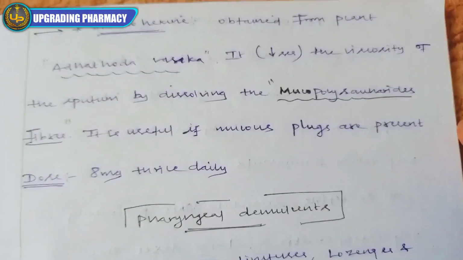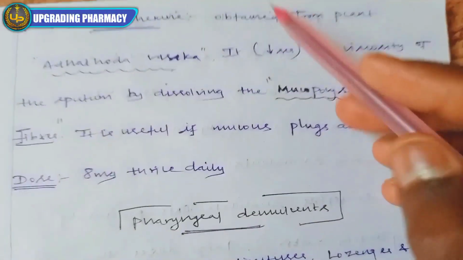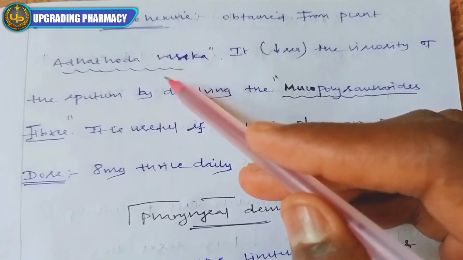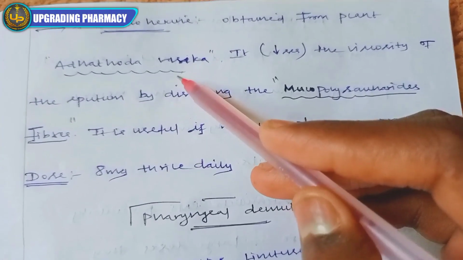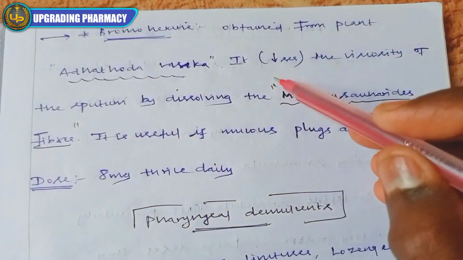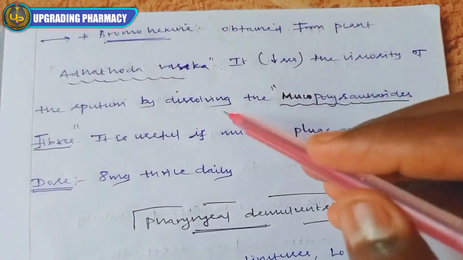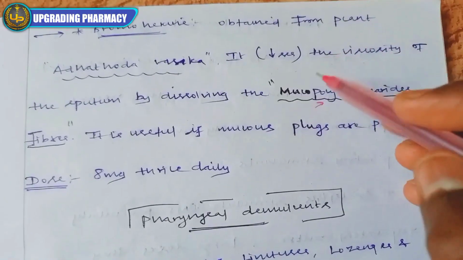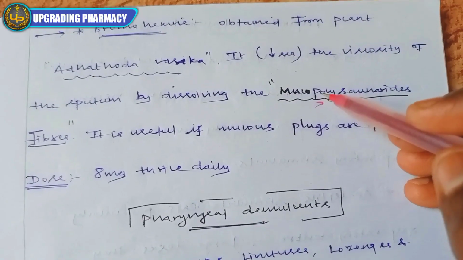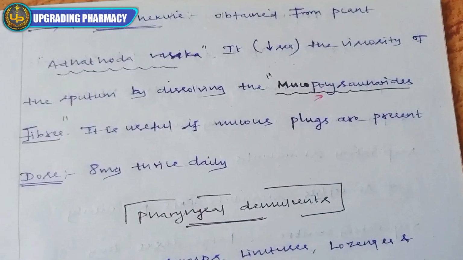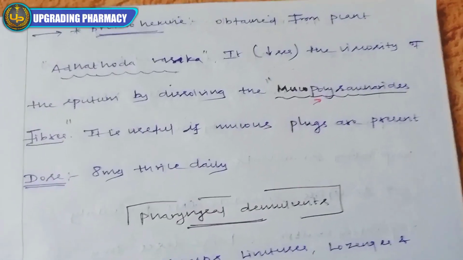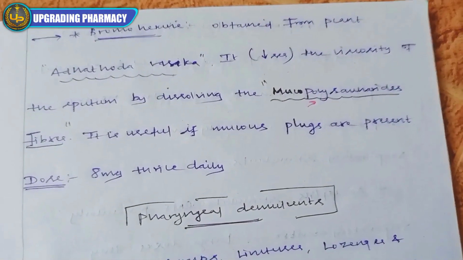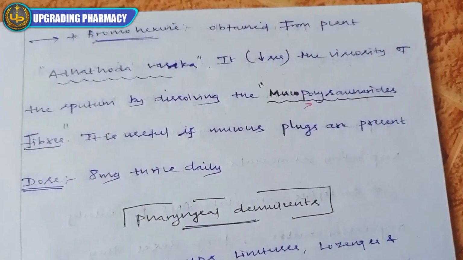Next, bromhexine. Bromhexine is obtained from Adhatoda vasica. It is a naturally occurring substance that acts as a mucolytic. It decreases the viscosity of the sputum by dissolving the mucopolysaccharide fibers present in the sputum. These mucopolysaccharides will be dissolved so that the viscosity of the sputum will be decreased. So it is one of the mucolytics.